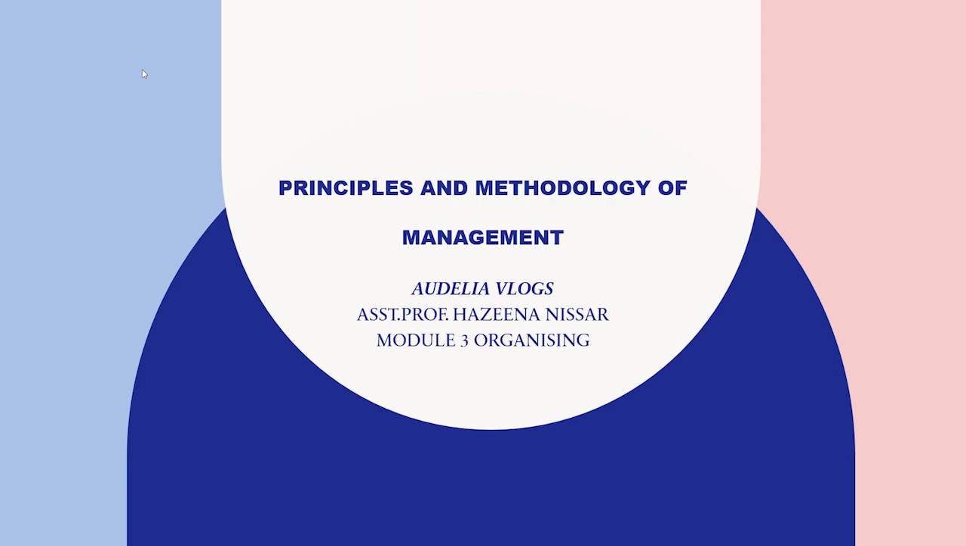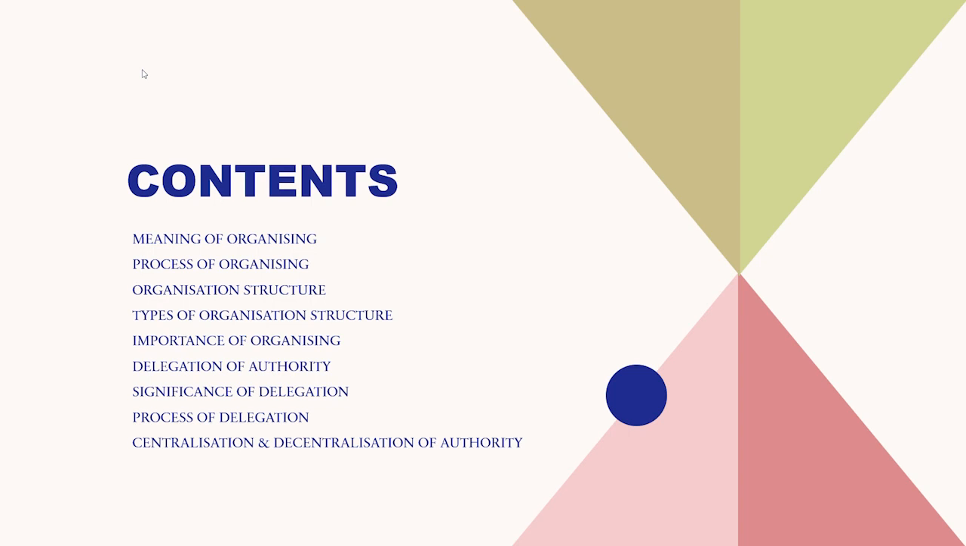Dear students, we can study Module 3, Organizing. Today's contents are meaning of organizing, process, organization structure and its types, importance of organizing, delegation of authority, significance, process of delegation, centralization and decentralization of authority.